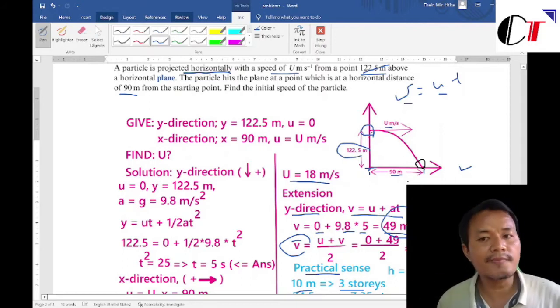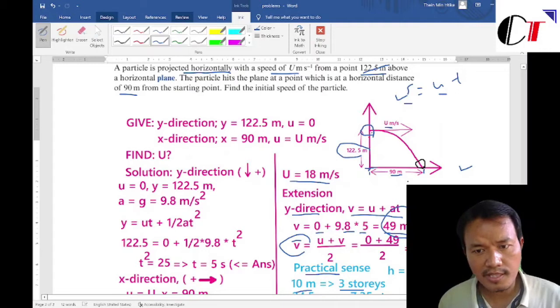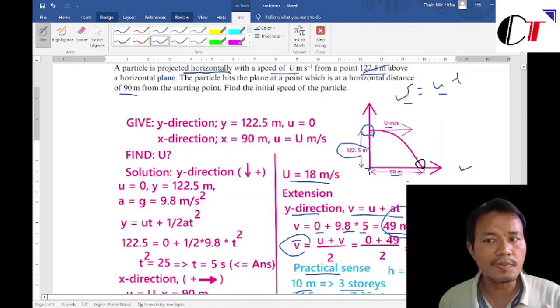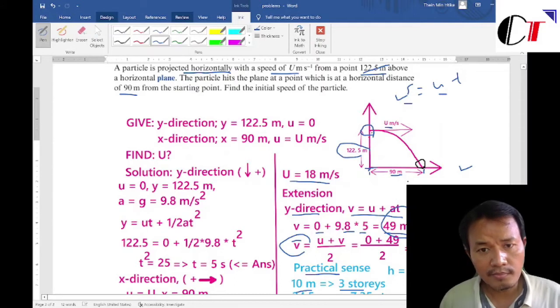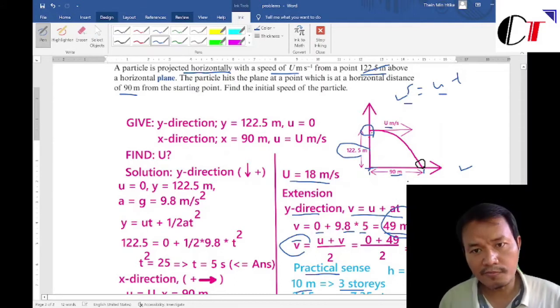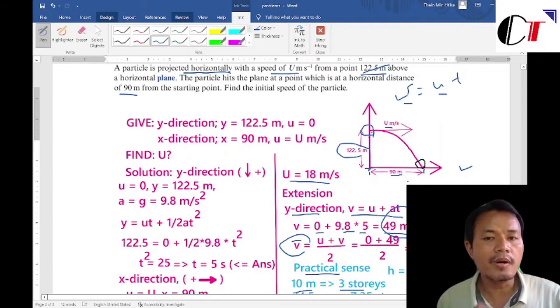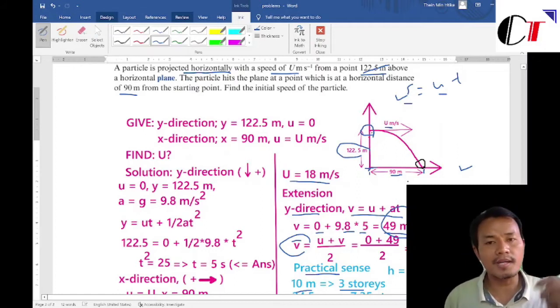So you can get the time information from the one distance or displacement, and then you substitute the time in the x equation, and you will get the initial speed u. So that is the way we're trying to think about the approach for the solution. And of course, as usual, we will also think beyond what has been asked in the problem.